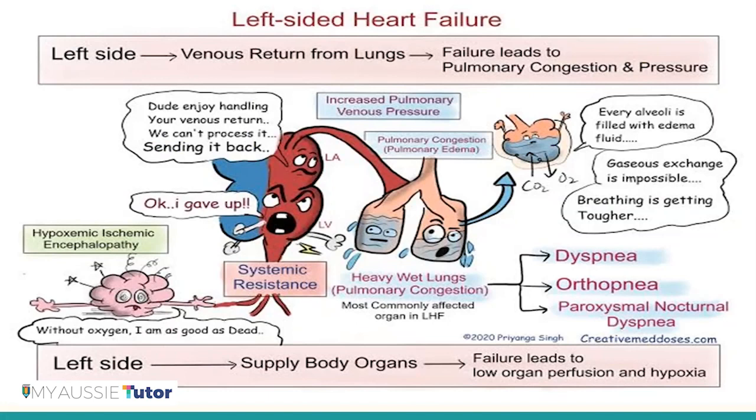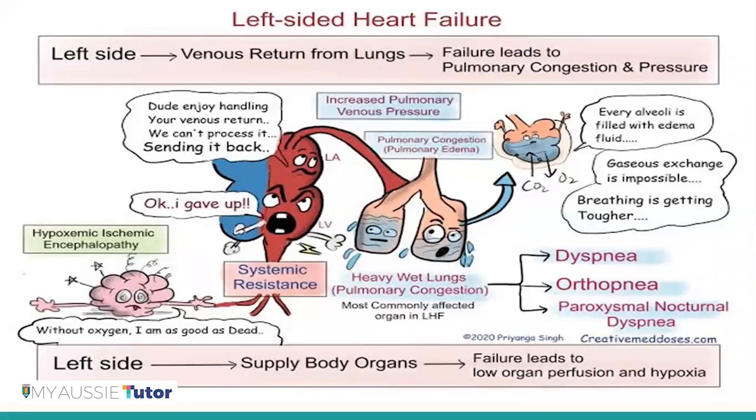Every alveolus is then filled with edema fluid. Gaseous exchange becomes impossible and breathing gets tougher and tougher. The lungs become heavy and wet, that is pulmonary congestion. The most commonly affected organ in left-sided heart failure is the lung, which causes pulmonary congestion and pulmonary edema, leading to the symptoms of dyspnea, orthopnea, and paroxysmal nocturnal dyspnea in patients. Dyspnea is difficulty in breathing; orthopnea is difficulty in breathing while lying down; and paroxysmal nocturnal dyspnea is when the patient suddenly gets up at night with difficulty in breathing.